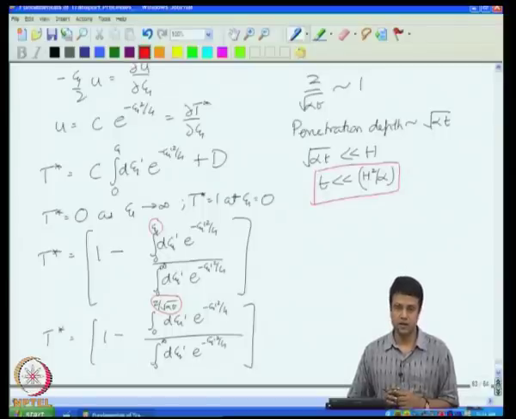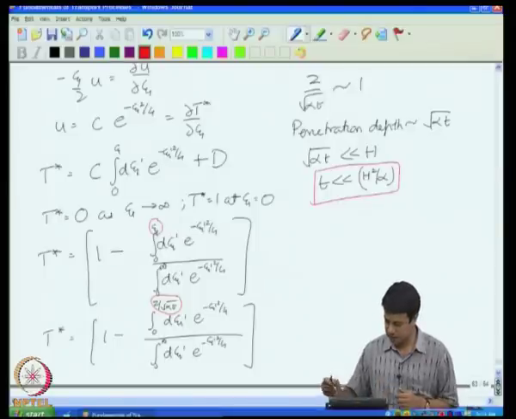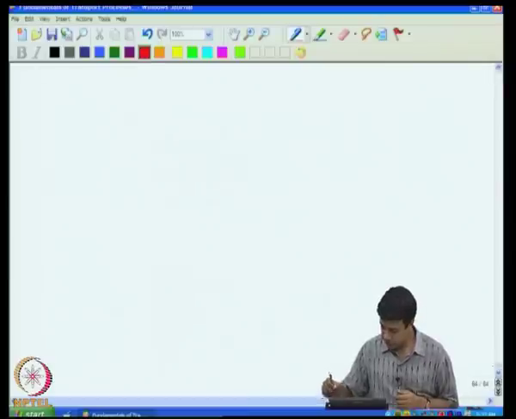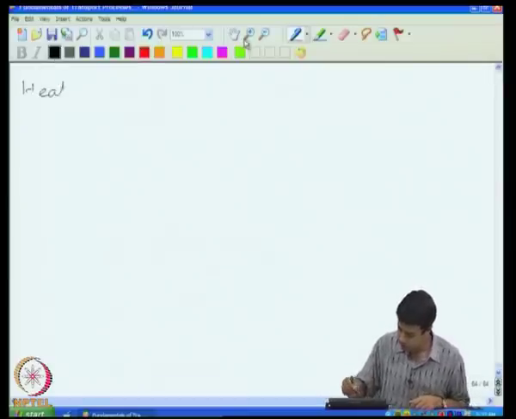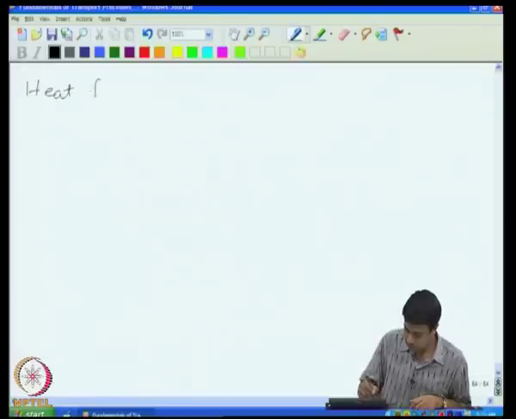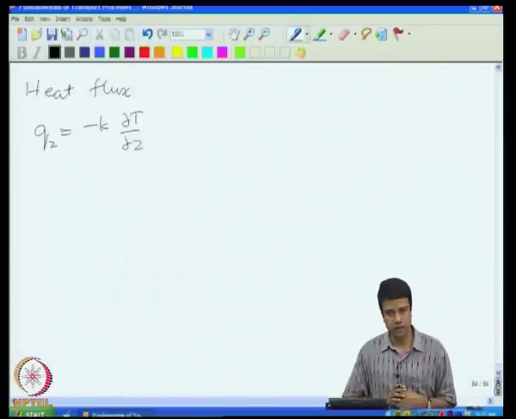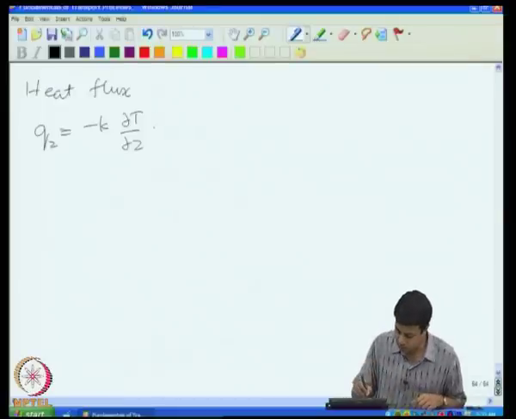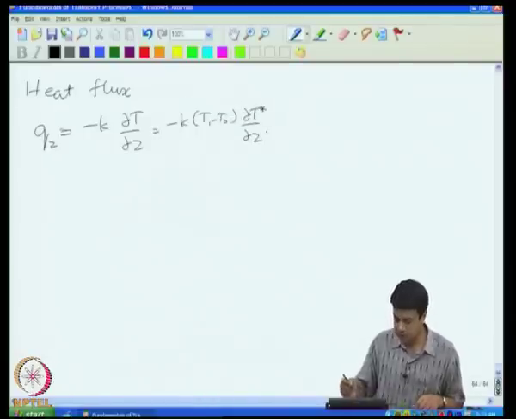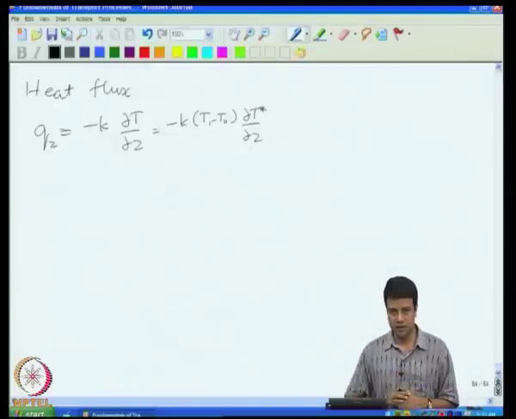A second relevant question that one can ask is, for example, what is the heat flux at the bottom surface? The heat flux Q is equal to minus K times dT by dz, where K is the thermal conductivity. Expressed in terms of the scaled temperature, this will be equal to minus k into T1 minus T0 into partial T star by partial z, because T star is T minus T0 by T1 minus T0. Therefore, dT star by dz is dT by dz divided by T1 minus T0. Now, this we have to express in terms of the scaled variable psi.